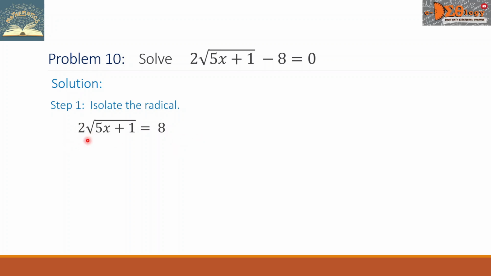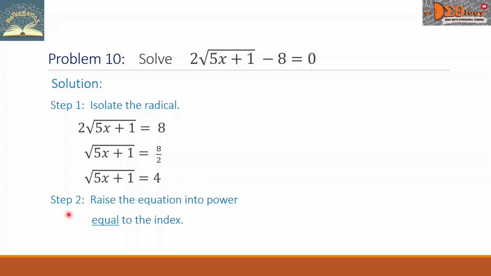Let's divide this equation by the same value 2. In that case, this number 2 comes to the right side as denominator. So 8 over 2 is simply 4. We are done with step 1. The radical is now isolated. For step 2, we raise this equation into a power equal to the index. Our radical here has no index. That means the index is 2.